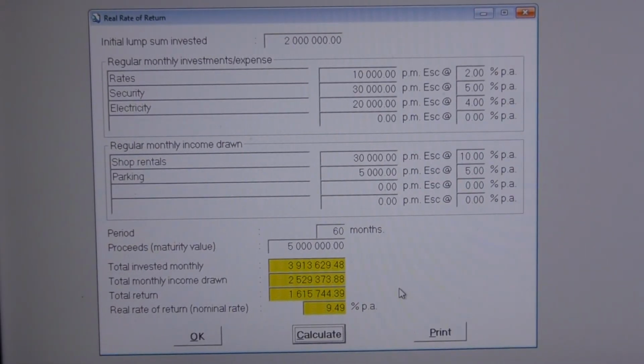You could use this real rate of return calculator to check a property venture. Let's say you can buy a piece of ground and erect a few shops on it for 2 million Rand. You enter monthly expenses and monthly income and propose selling the property for 5 million 5 years later. The real rate of return calculator shows what your real rate of return would be: 9.49%.